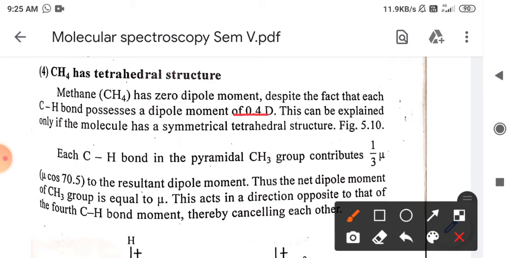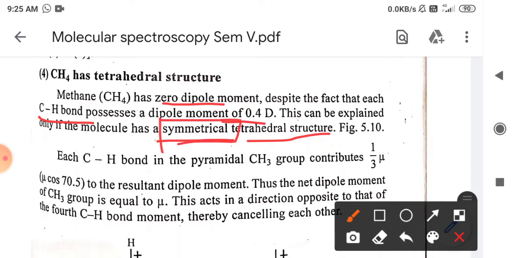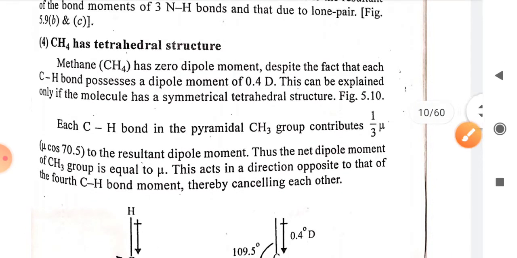The bond moment for this is around 0.4 D. Yet the methane molecule has a zero dipole moment; this is the important experimental observation. Why is it so? Despite the fact that the C-H bond possesses a bond moment of 0.4 D, this can be explained only if the molecule has a symmetrical tetrahedral structure. This is the one important word: symmetrical structure. If the molecule has a symmetrical structure, it will not show a dipole moment.